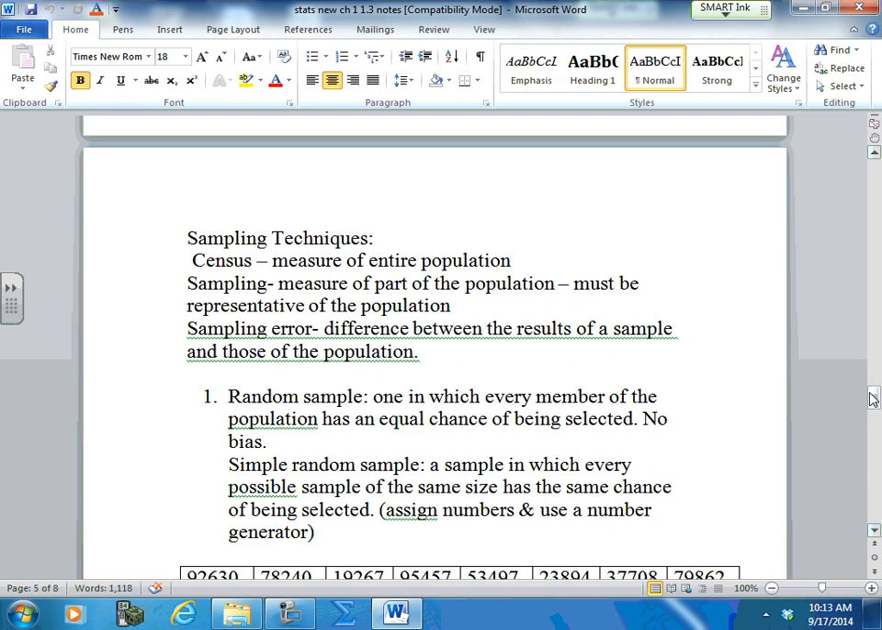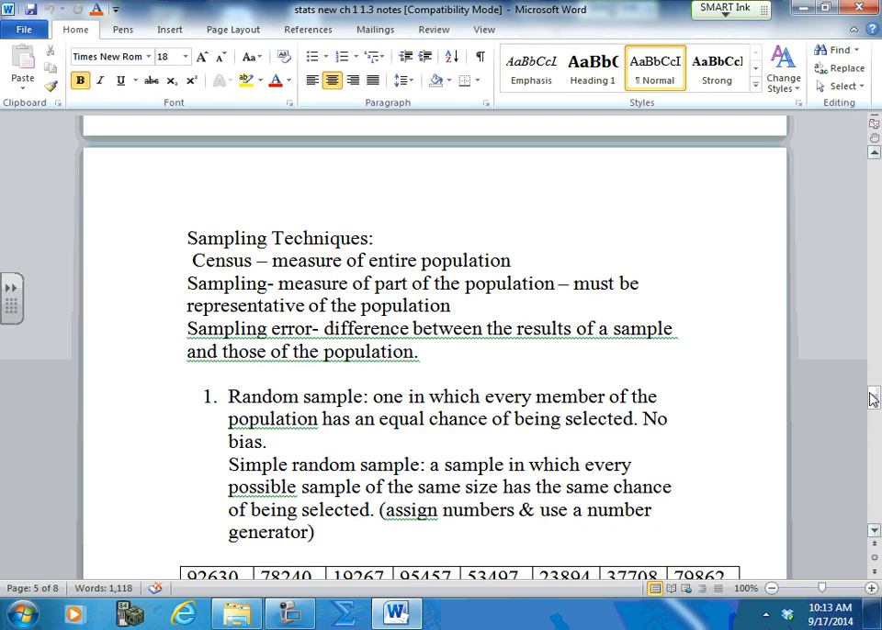Okay, sampling techniques. Now we get to the good part. How do I make this sample? What kind of ways can I choose the people for my sample? Remember, always is the word random. It's always random sampling. But random samples have their own little way to do this too.